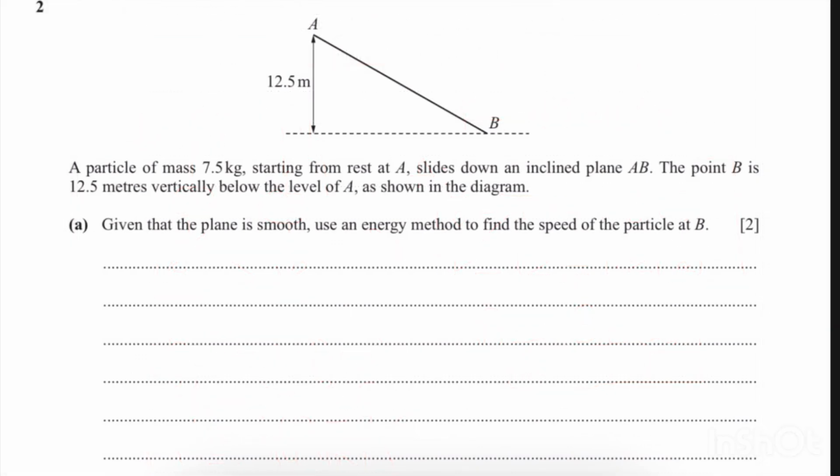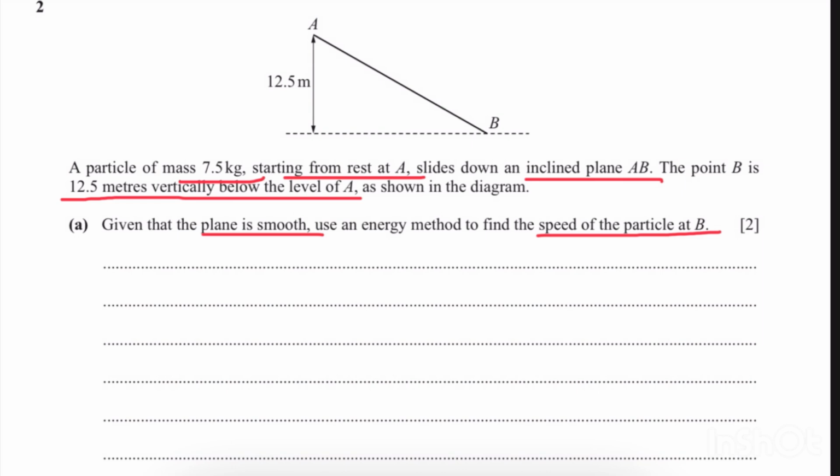This was question number 2. It says that a particle of mass 7.5 kg starting from rest at A slides down an inclined plane AB. The point B is 12.5 meters vertically below the level of A as shown in the diagram. Given that the plane is smooth, use an energy method to find the speed of the particle at B.